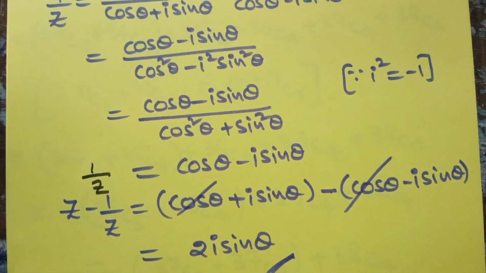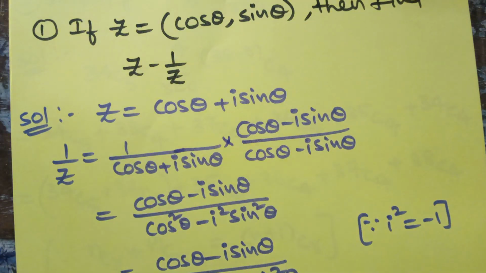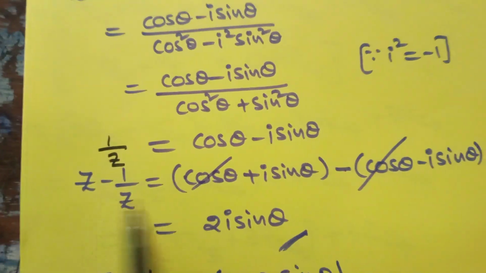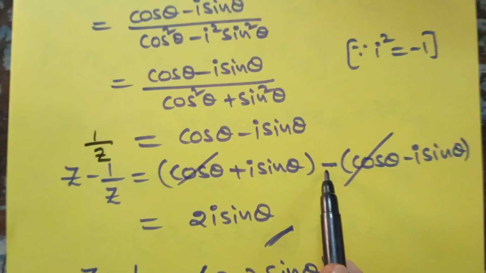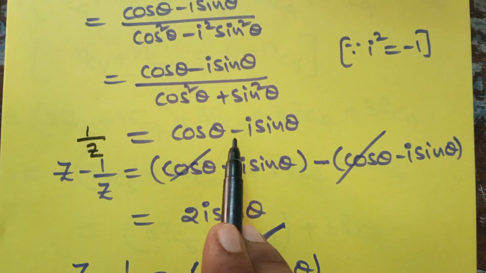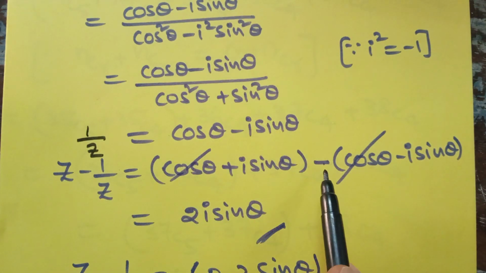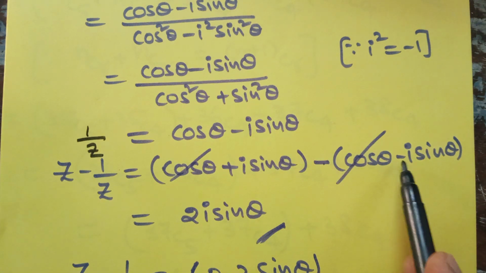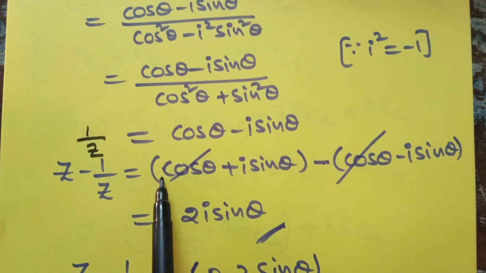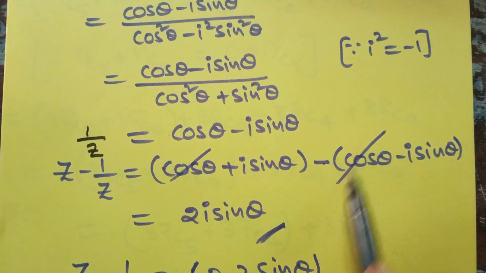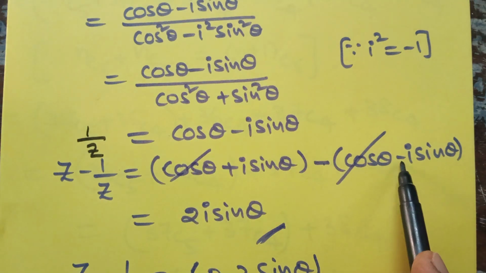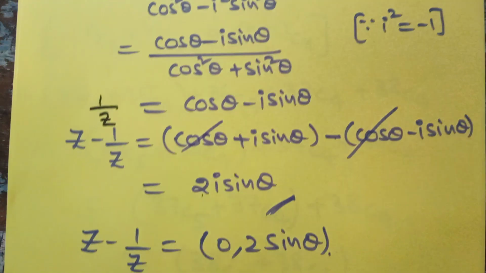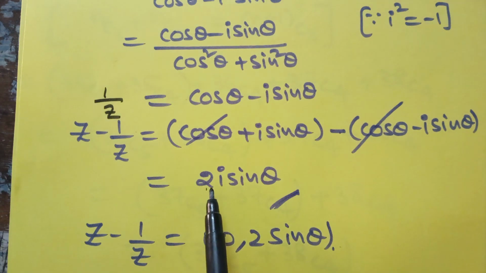So what do we have to find in the problem? z minus 1 by z. So z minus 1 by z is equal to z, which is cos theta plus i sin theta, minus 1 by z, which is cos theta minus i sin theta. When you multiply with minus, you will get minus cos theta, and minus into minus plus i sin theta. So this cos theta is positive, this cos theta is negative, both get cancelled. Plus i sin theta plus i sin theta is 2i sin theta. So z minus 1 by z is equal to 2i sin theta.